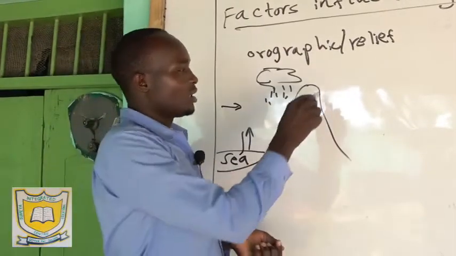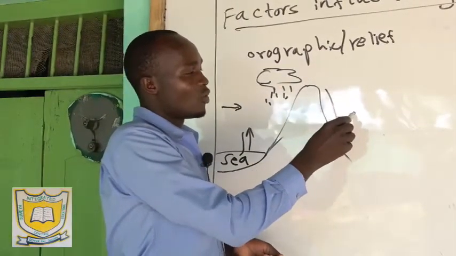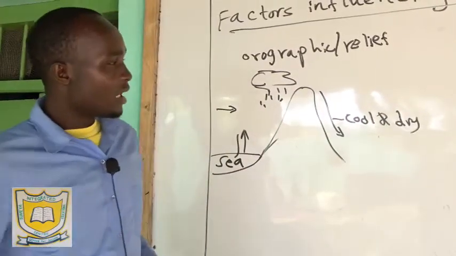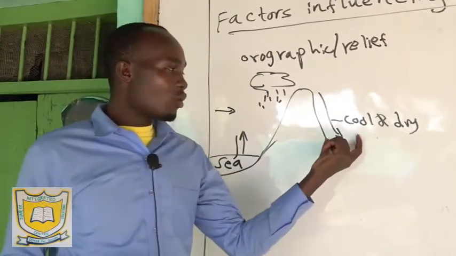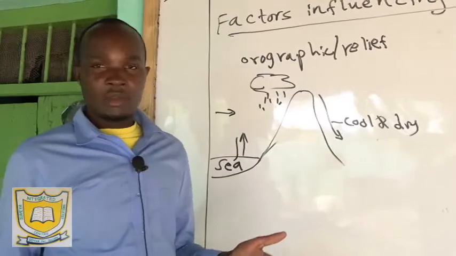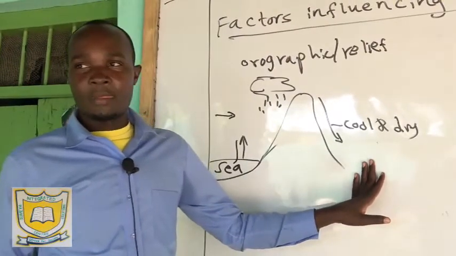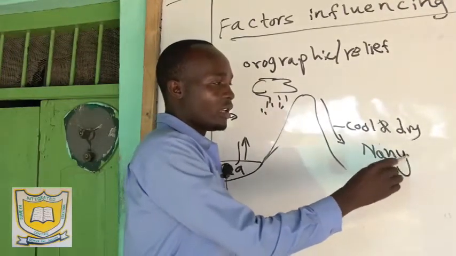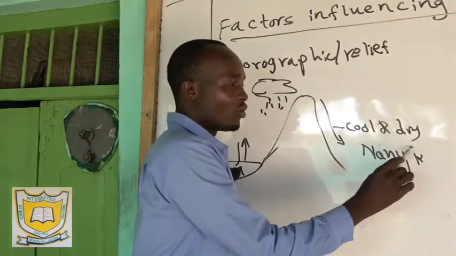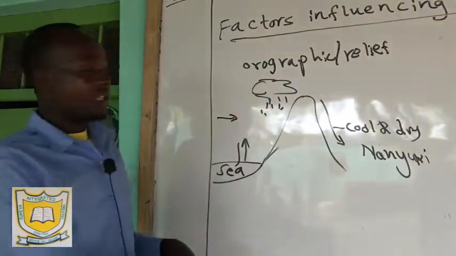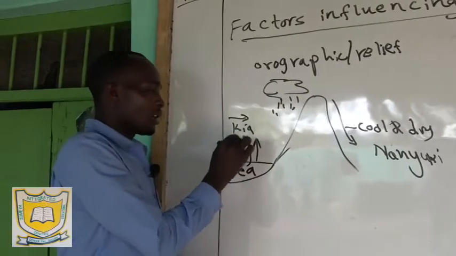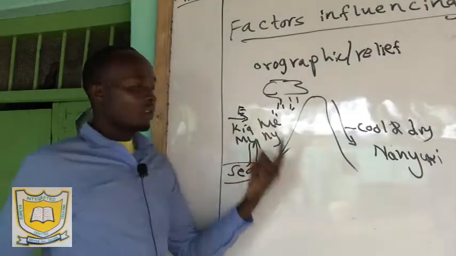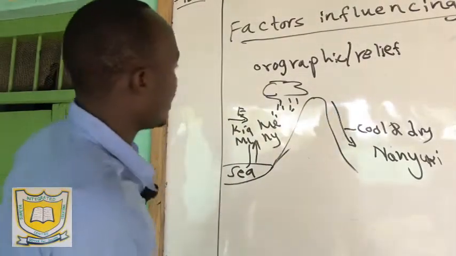The other side, the wind here is cool and dry. So it means this area has no rainfall. Why? Because this wind is very cool and it has no moisture. So the best economic activity we can carry out here is pastoralism. A very good example of a town on this leeward side is Nanyuki, on the leeward side of Mount Kenya. Then here you will find towns like Kiambu, Murang'a, Meru, Nyeri, then Embu. So that one is just a review of what we did.